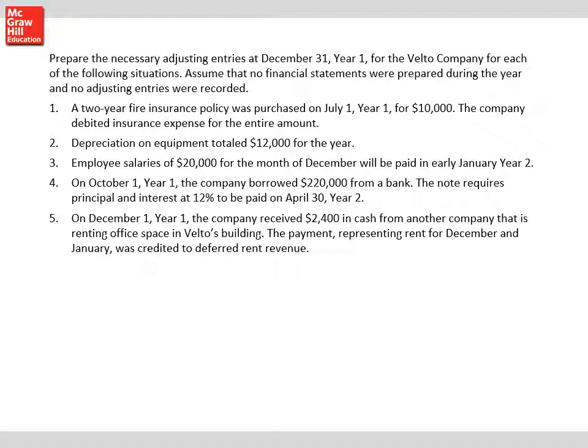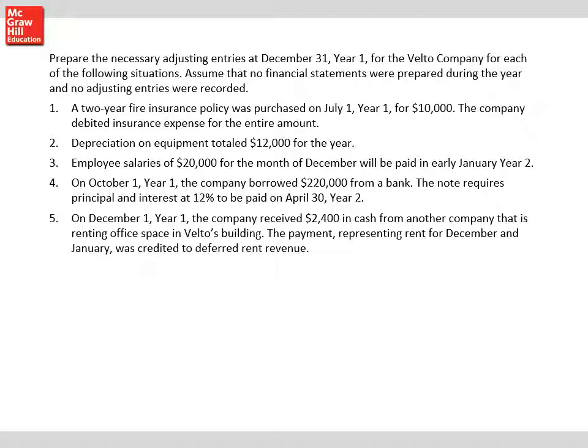Assume no financial statements were prepared at all during the year, and there have been no adjusting journal entries throughout the year. So here's what sets us up. A 2-year fire insurance policy was purchased on July 1 of year one for $10,000.